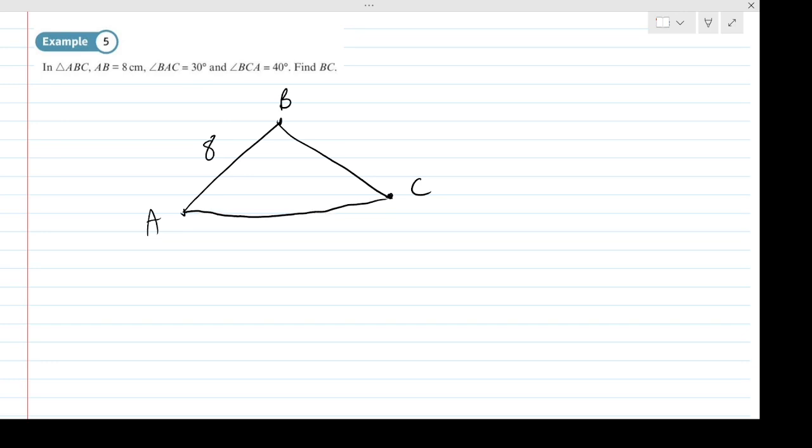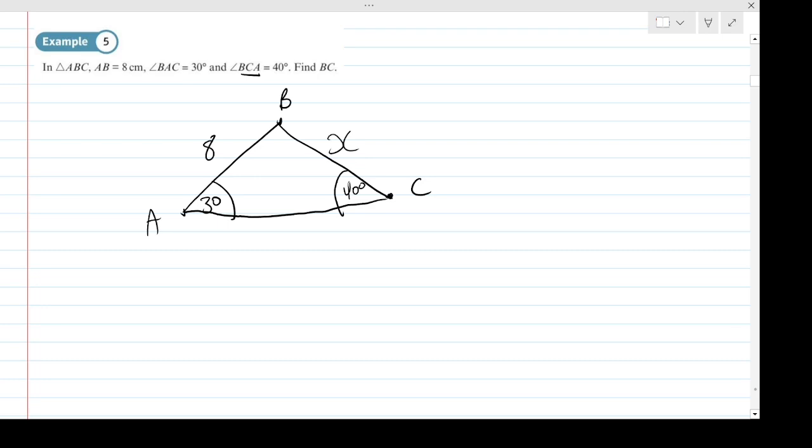Then we also know stuff about angles. Angle BAC, so the angle at A here, is 30, and the angle BCA is the angle at C, because with this angle notation, in BCA the C is in the middle, so the angle is at the point C there, and that is 40. So that's our triangle. We need to find the length BC, so that would be this length here, which I'll call x.